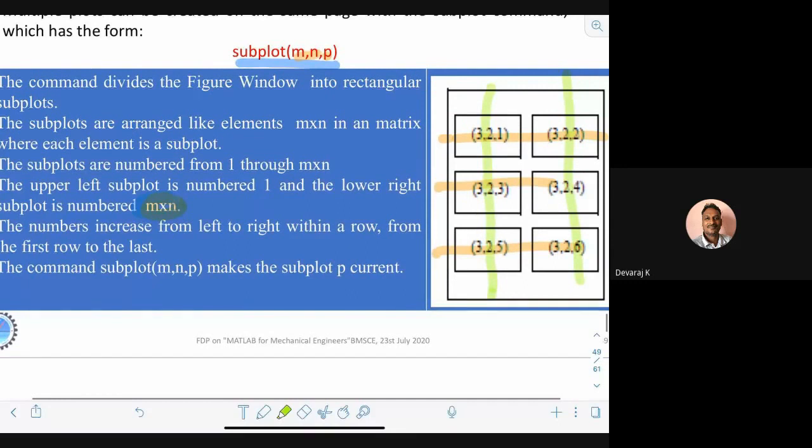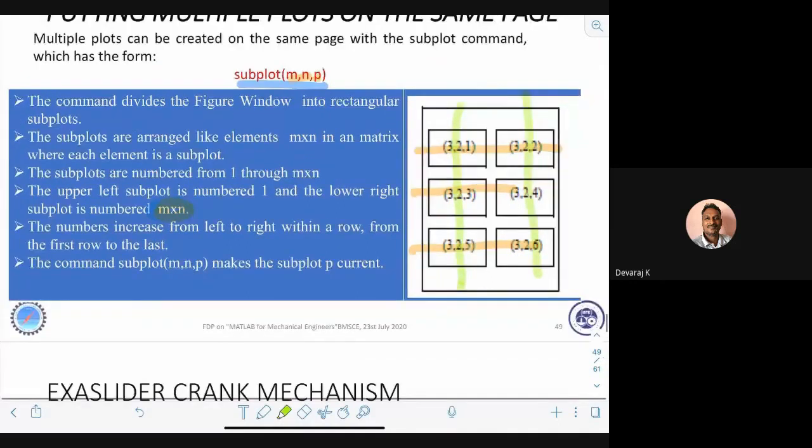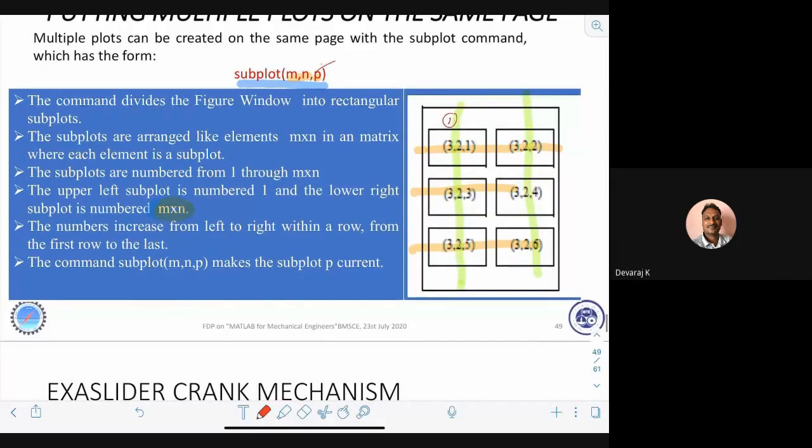Second thing is the naming is done row wise. So this will become graph 1, and that is p. You want to plot this graph, you should say subplot 3, 2, and p should take a value of 1. Then if you want to plot it here, it should take a value of 2. Then you should come to the next row. 3 is this graph, 4 is this graph, 5 is this graph, 6 is this graph. Got that point? So 1, 2, 3, 4, and 5, 6.